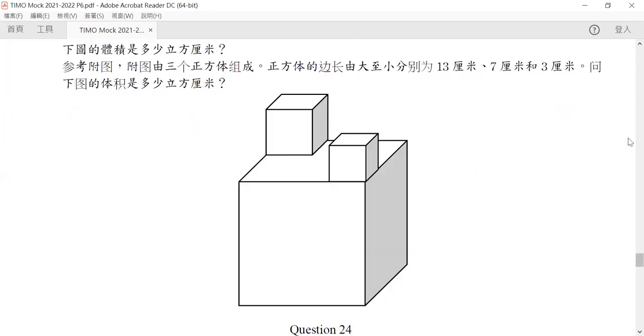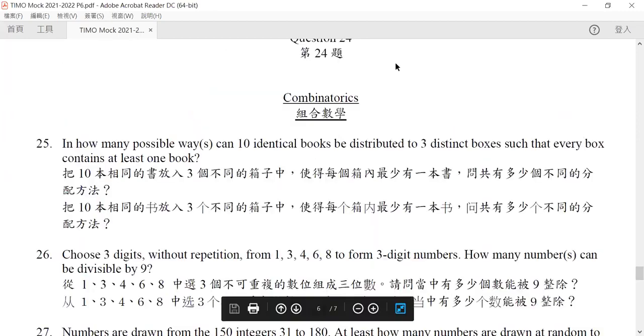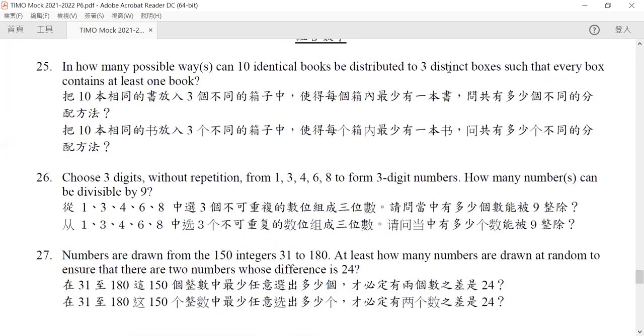I'm afraid I cannot. But let's pretend we distribute the books into three distinct boxes, such that every one contains at least one book. Again, you just try to divide it, and the answer is the combinatorial solution 9C2, which is equal to 9 times 8 divided by 2, and the answer is 36. So this is for our question 25.